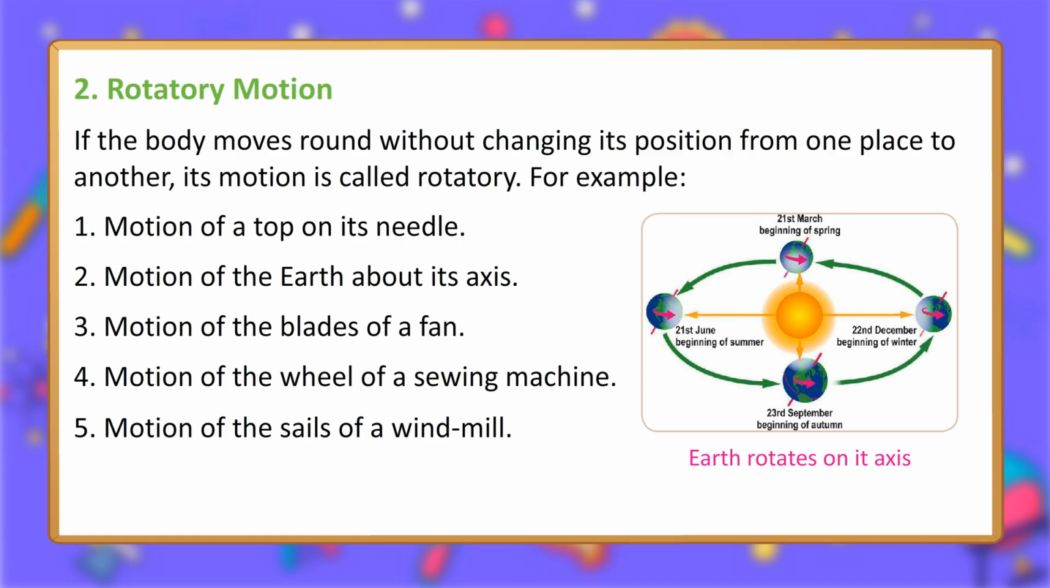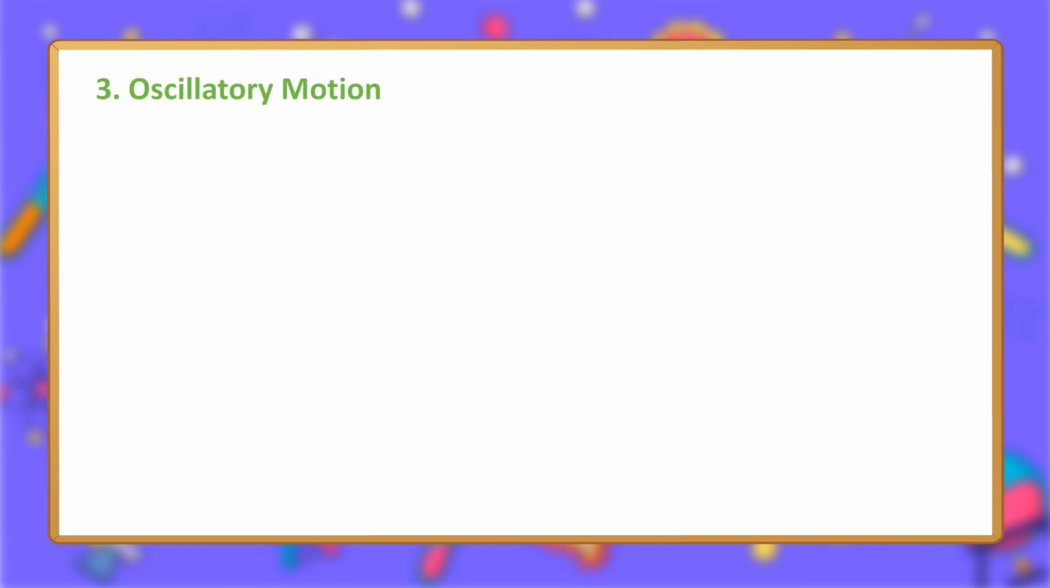The 21st of March, beginning of spring. The 21st of June, beginning of summer. The 22nd of December, beginning of winter. The 23rd of September, beginning of autumn.